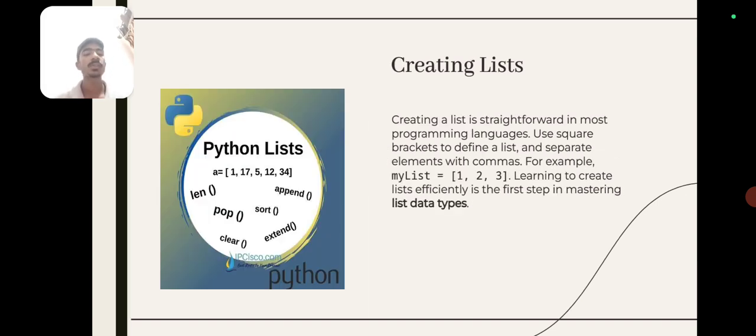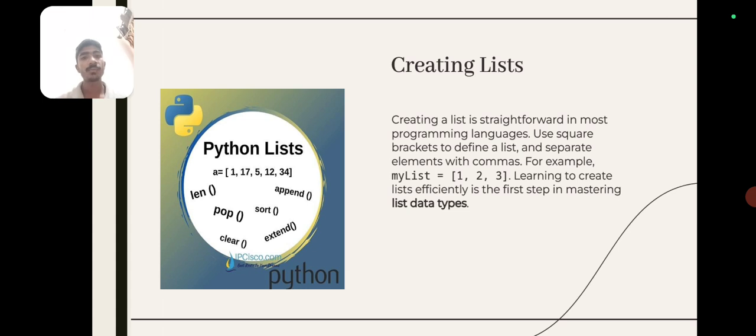Creating the list. First, we need to understand how to create a list. We know that a list is an ordered collection of items. First, we create the list by using square brackets. Lists are always represented inside the square brackets, with the elements inside them. Use square brackets to define a list and separate elements with commas. For example, my list is equal to 1, 2, 3. Learning to create lists effectively is the first step in mastering the data types.